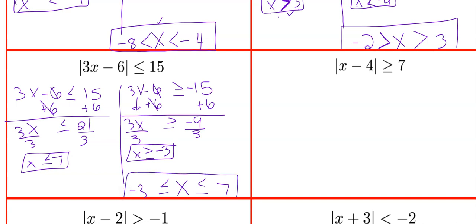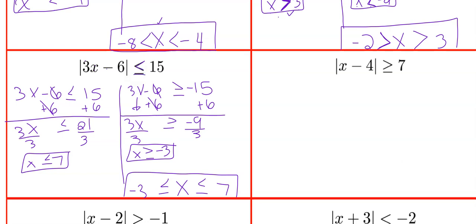So maybe a number like 0, which is greater than -3 and less than 7. 3 times 0 would be 0. 0 minus 6 would be -6. The absolute value of -6 is +6, which is indeed less than 15. So I know that range works.